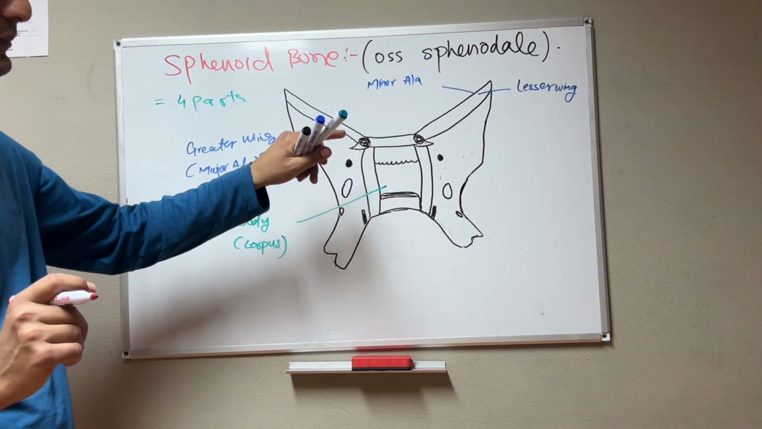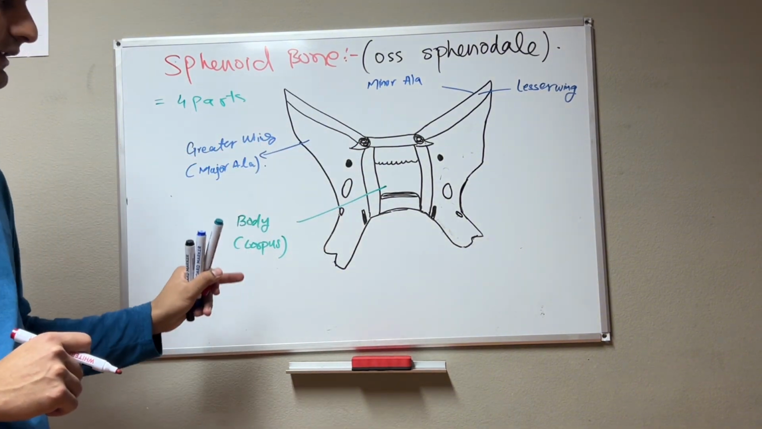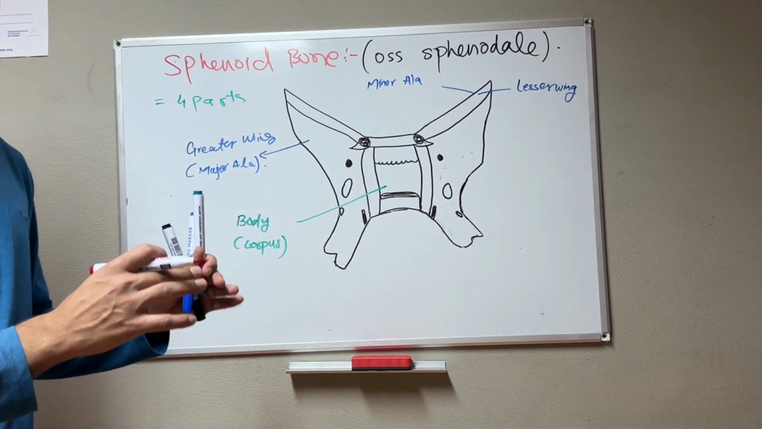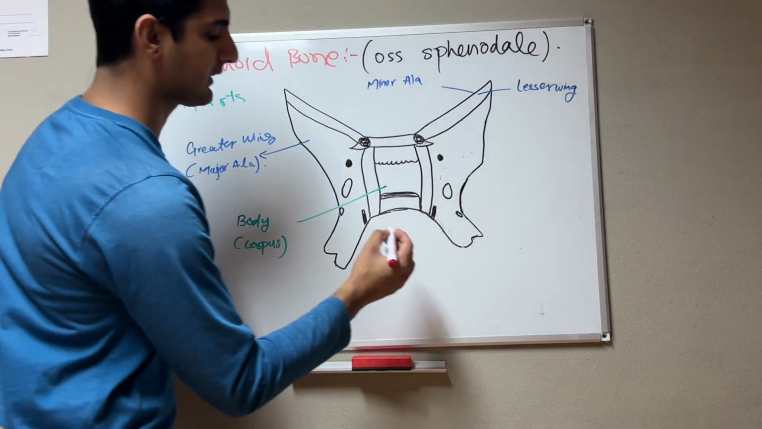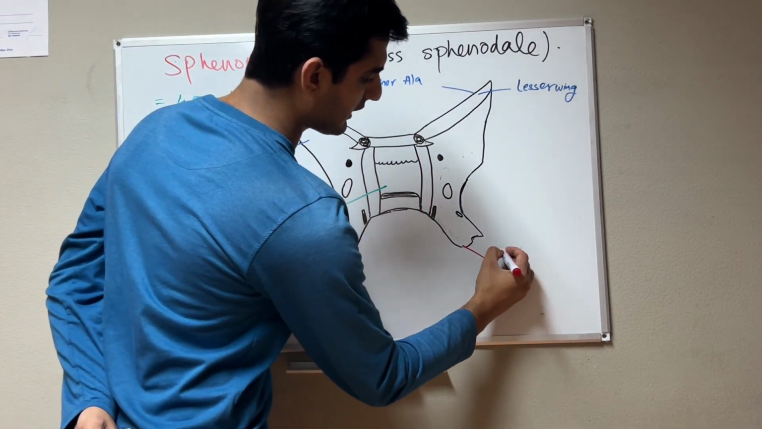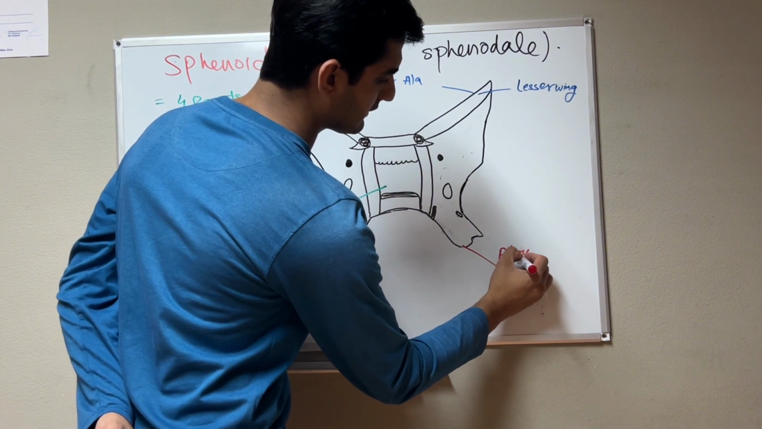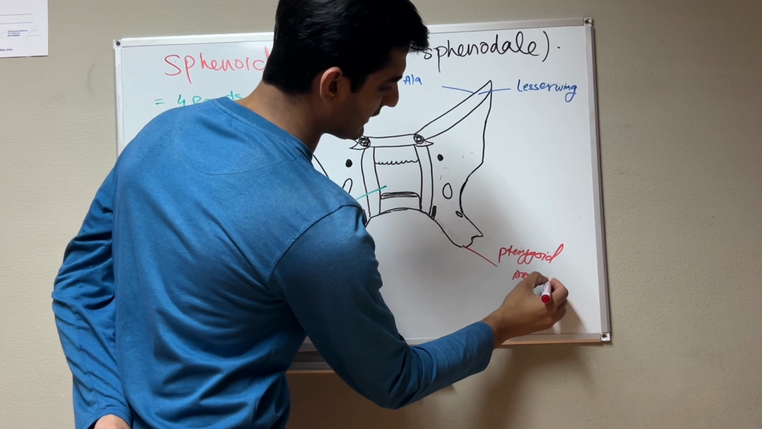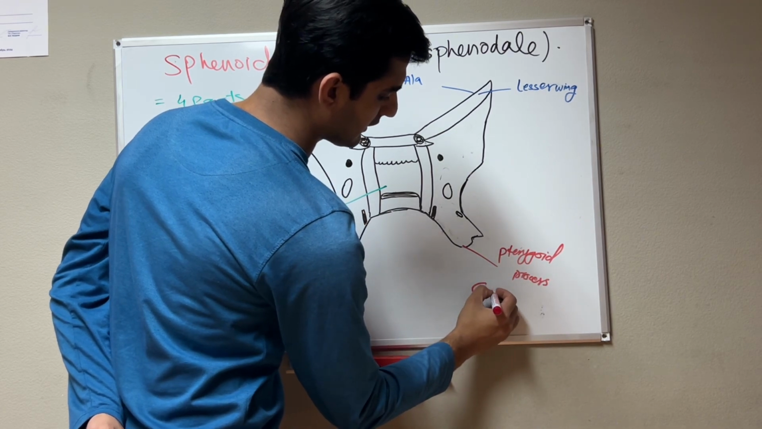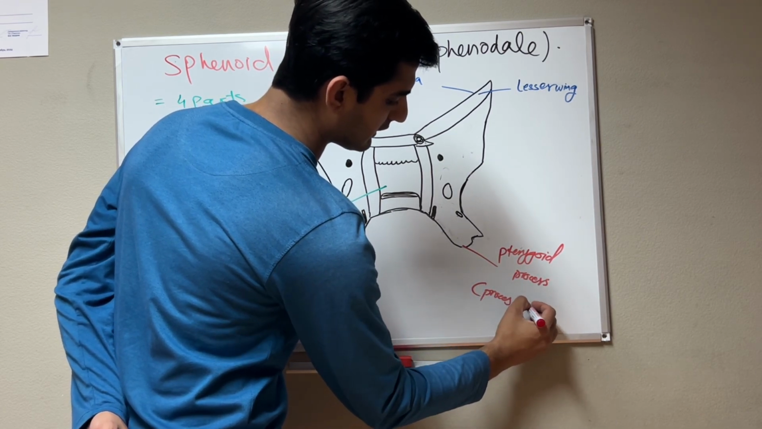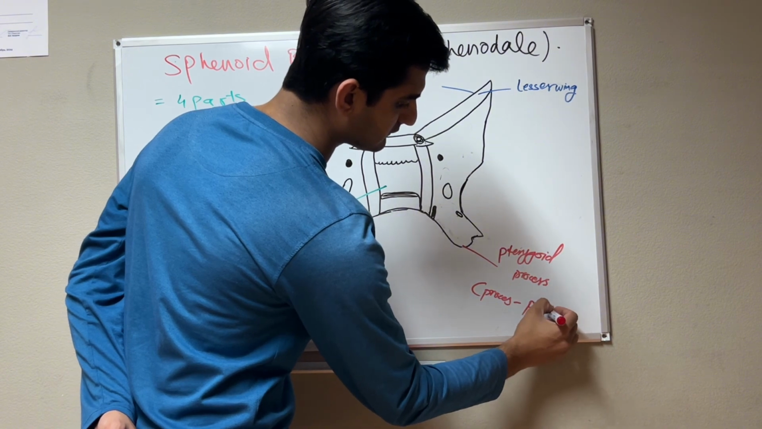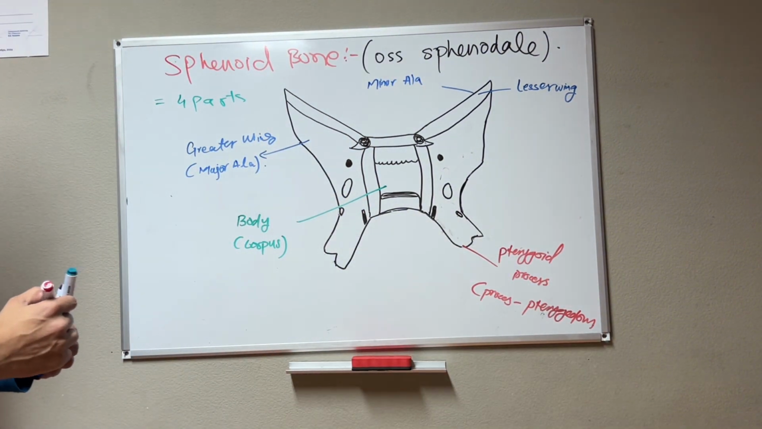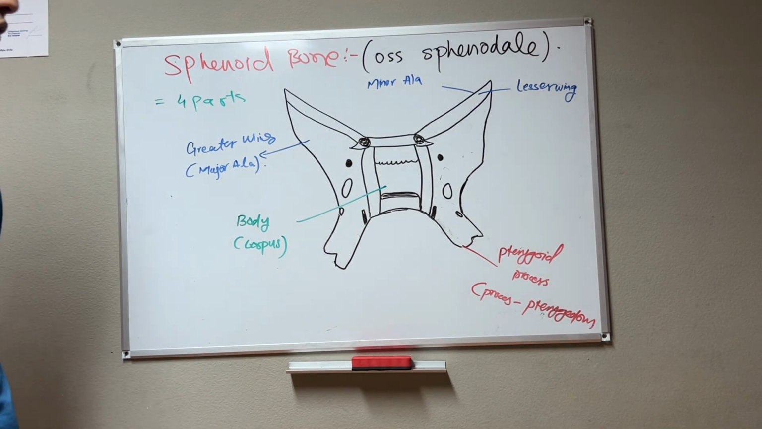Remember, the other 3 parts are located inside the skull, and the 4th part, the pterygoid process, is located in the external skull. This is the pterygoid process, or processus pterygoideus in Latin. These are the 4 parts I told you in the sphenoid bone.